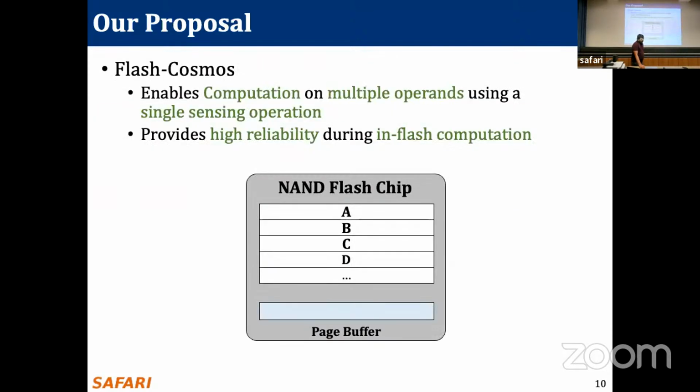So this is our proposal. We enable computation on multiple operands using a single sensing operation and provide high reliability during in-flash computation. What we intend to do is read all the operands in a single shot, and the result should be accumulated in the page buffer, unlike the previous technique.